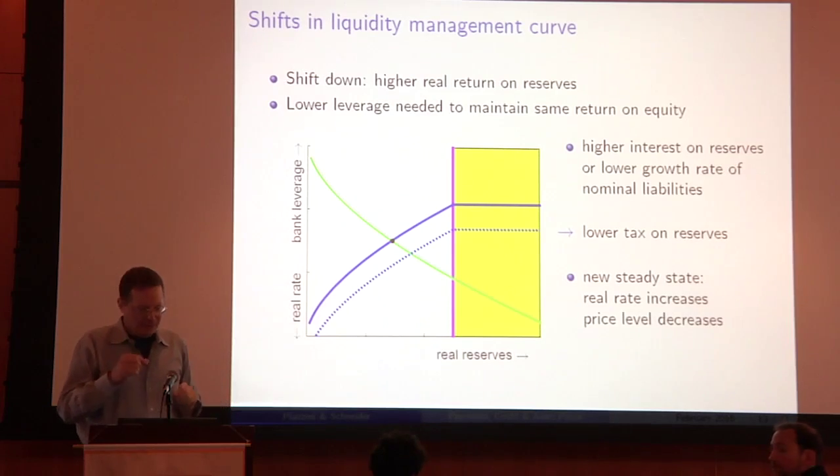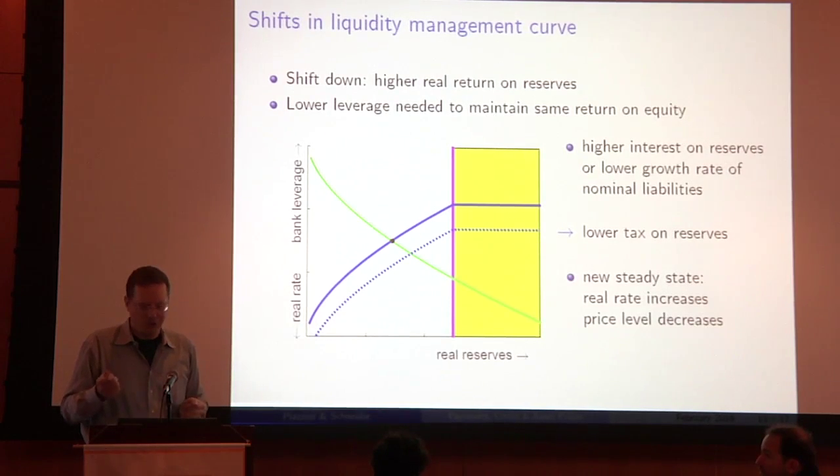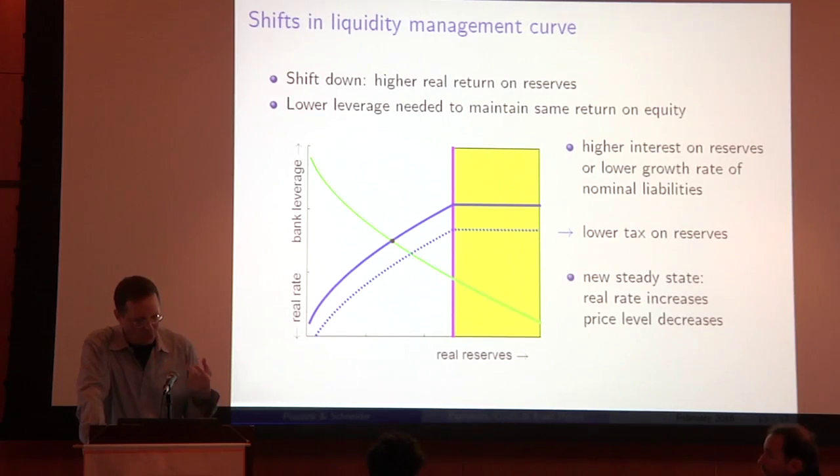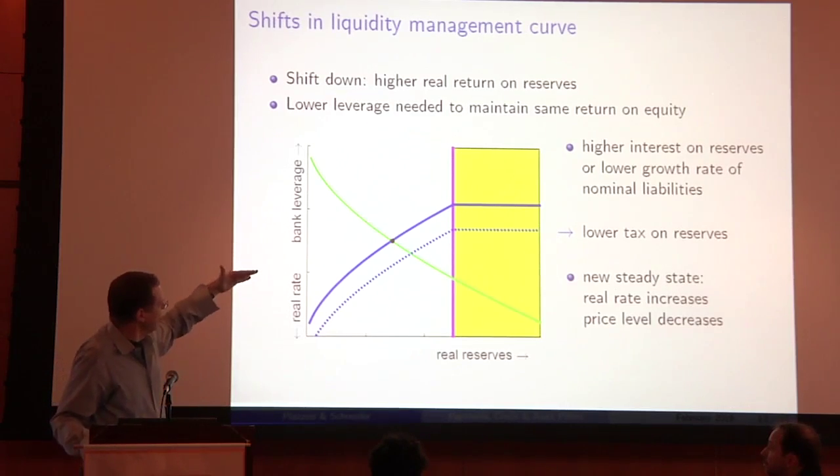Let me look instead at a shift in the liquidity management curve. That basically means, suppose we've got a higher real return on reserves. If the real return on reserves is higher, then lower leverage is needed to maintain the same return on equity. And we get this downward shift.